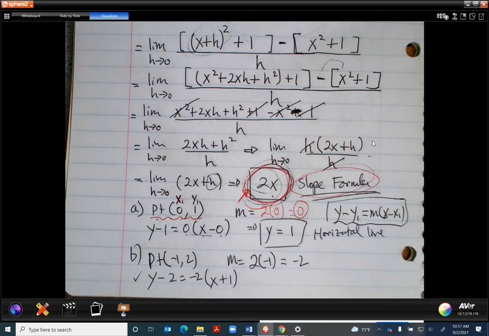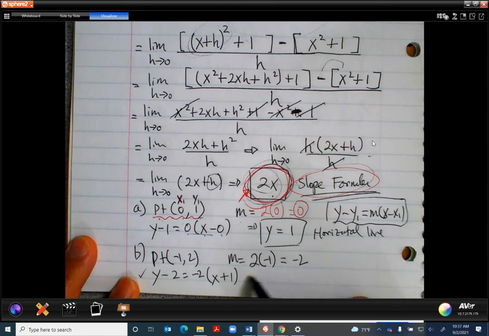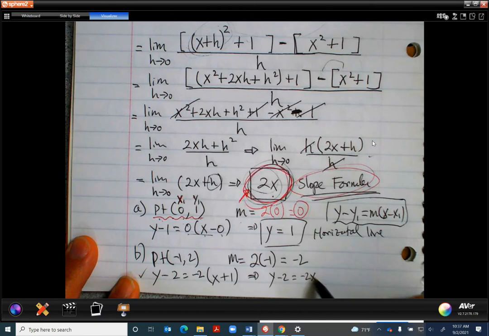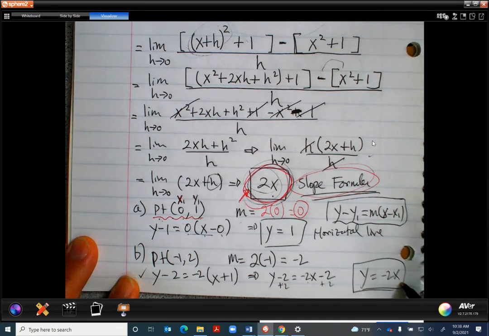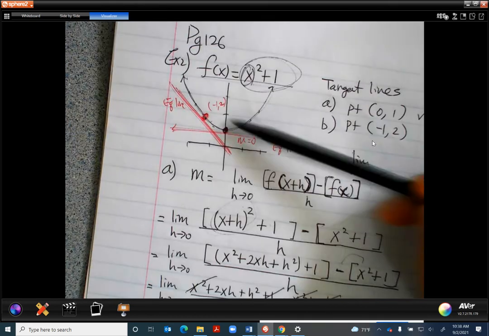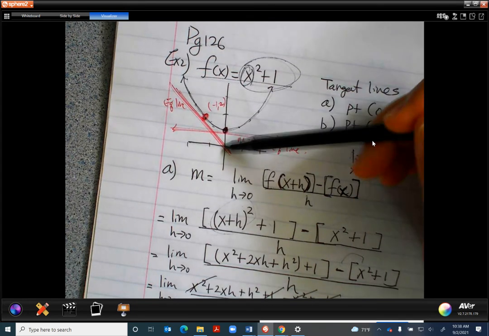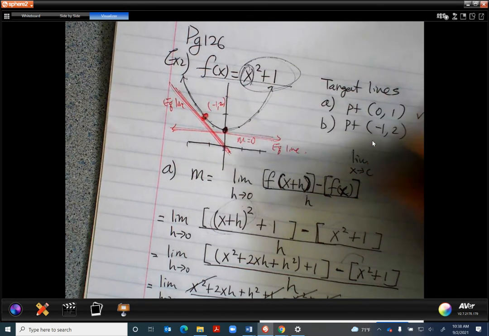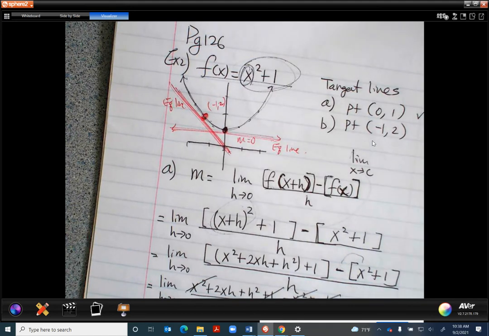Sometimes in your book, I'm not saying every time, sometimes they leave the answer like this, which is fine, but can we simplify this? Yeah, so go ahead and simplify this. Isn't it negative 2x minus 2, and then you add 2 to the other side? So what is it if you add the 2 to the other side? y is equal to negative 2x. If I graph this line, I should get this line right here. Does it look like we're going through the origin and it looks like you have a tangent line? Yes, it does.